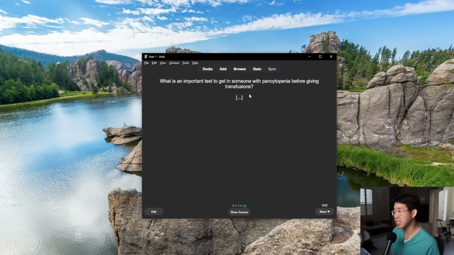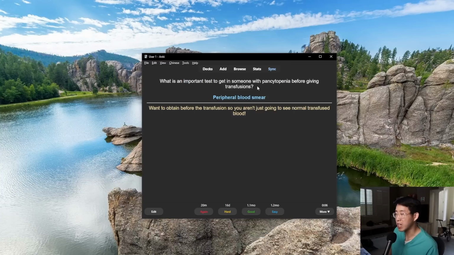What is an important test to get in somebody with pancytopenia before giving transfusions? The answer to that is going to be a peripheral blood smear, because you want to get the blood smear before you transfuse them with normal blood, which may impact your peripheral blood smear.